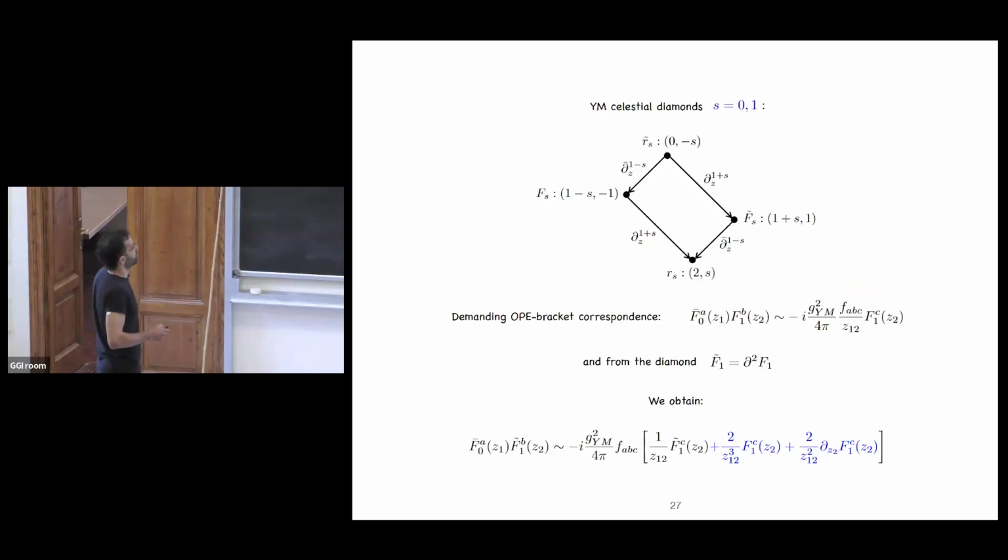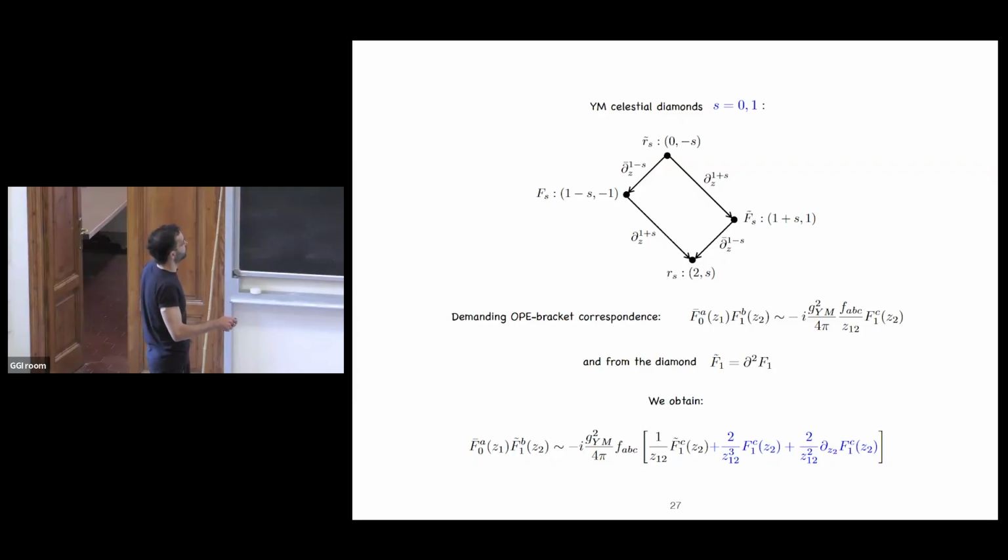So again, we can write down the celestial diamond for gluons. Here I'm doing the case where S is smaller than or equal to 1. Here, instead of the dual gluons, I have the shadow charge. Here I have the soft gluons. This is the shadow of the soft gluons. So now these two are related by a shadow transform, and these two are dual to each other.